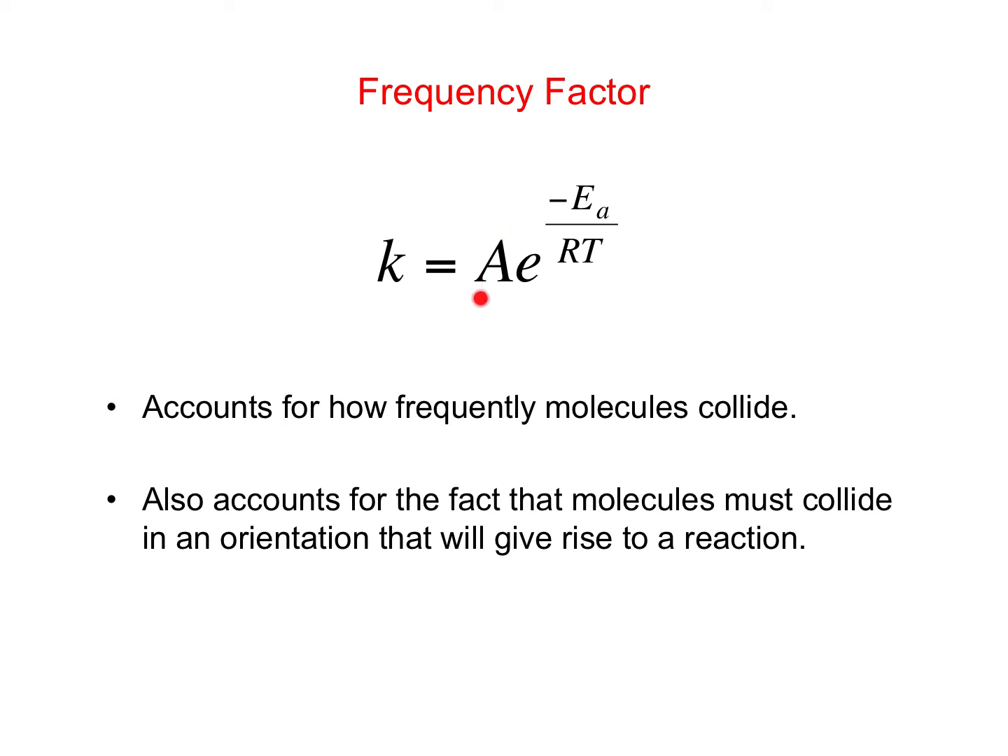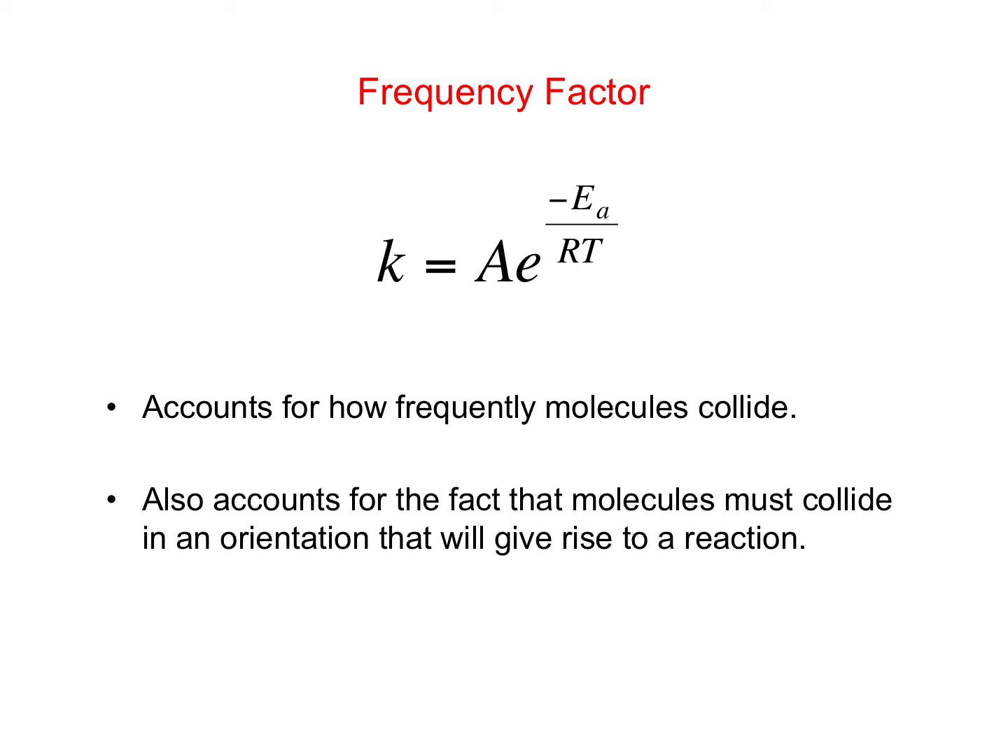Now, the other part of the Arrhenius equation is the frequency factor. The frequency factor accounts for how frequently molecules collide, but it also accounts for the fact that when the molecules collide, they very often have to have the proper orientation in order for the reaction to happen. And so let's see what I mean by that.